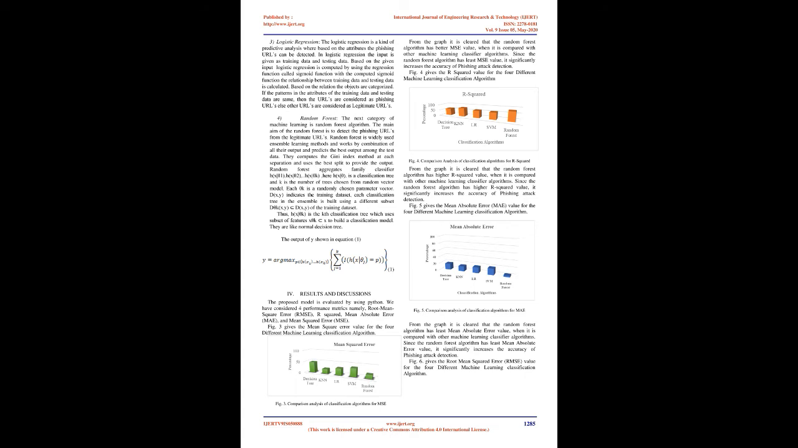4. Random forest. The next category of machine learning is the random forest algorithm. The main aim of the random forest is to detect the phishing URLs from the legitimate URLs. Random forest is a widely used ensemble learning method and works by combining all the outputs and predicting the best output among the test data. It computes the Gini index at each separation and uses the best split to provide the output. Random forest aggregates a family of classifiers.